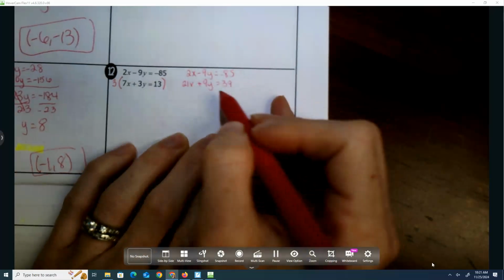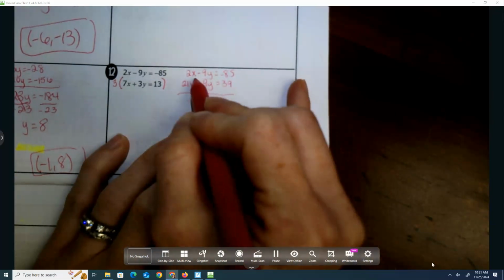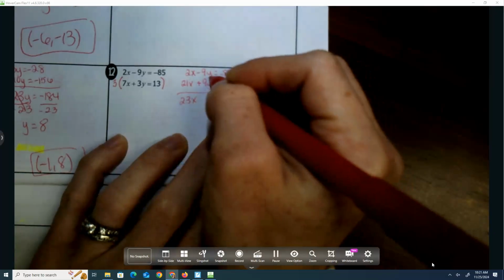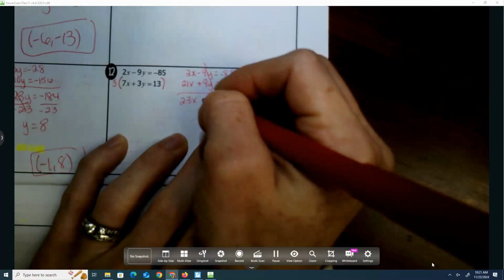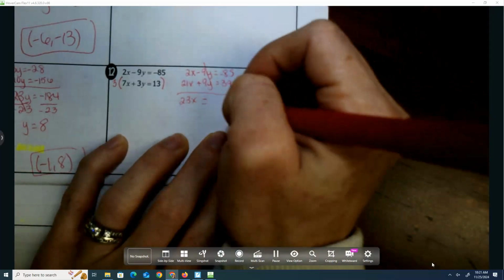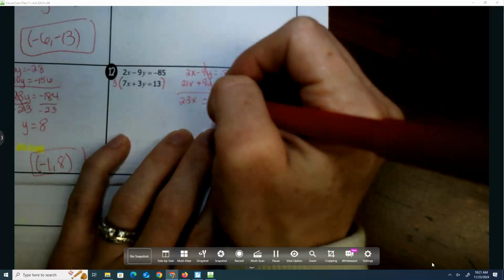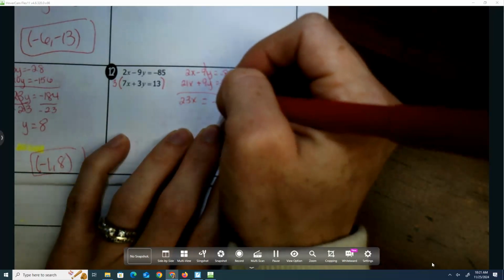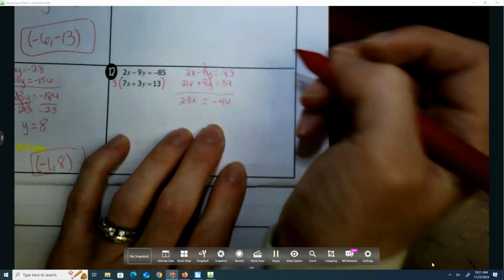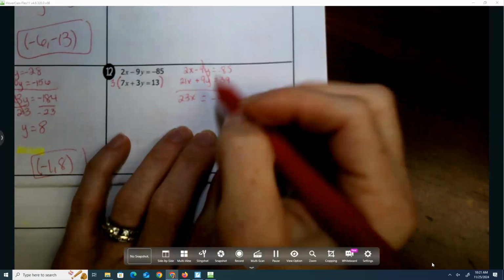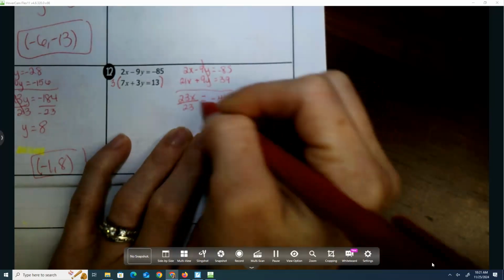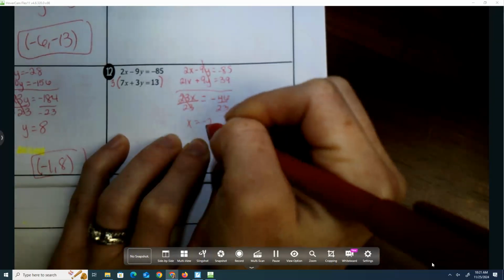Okay, when I add these, positive 2 plus 21 is 23x. -9y and positive 9y cancel. -85 plus 39 is negative what? 46. Divide by 23. So x is -2.